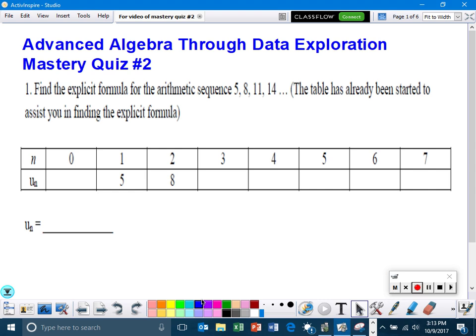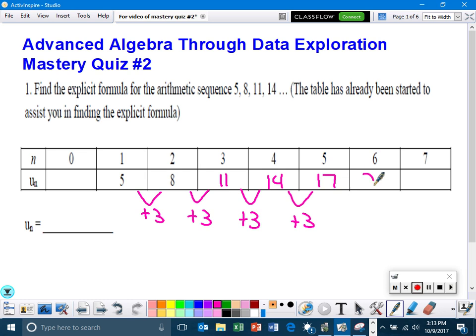So we see that we're going from 5 to 8. And since it's arithmetic, we know that we are adding. So we are adding 3, continuing the pattern. Okay, now you'll notice that there is a blank underneath the 0, so we need to go backwards. So instead of adding 3, we're going to take away 3, and we end up with a 2.